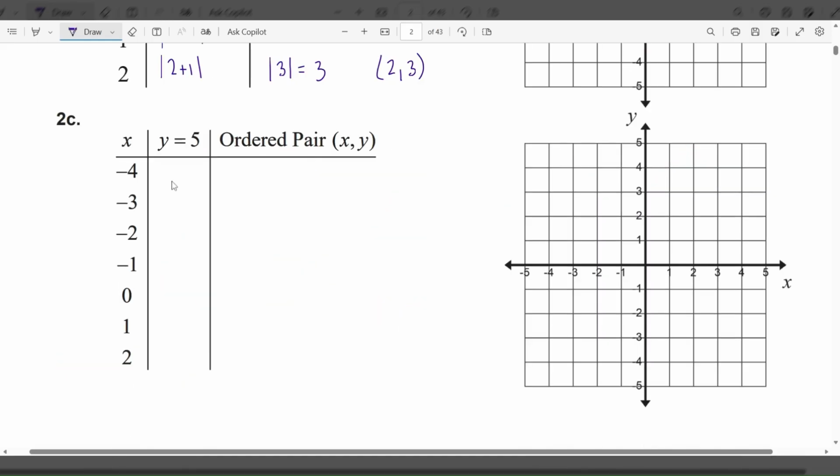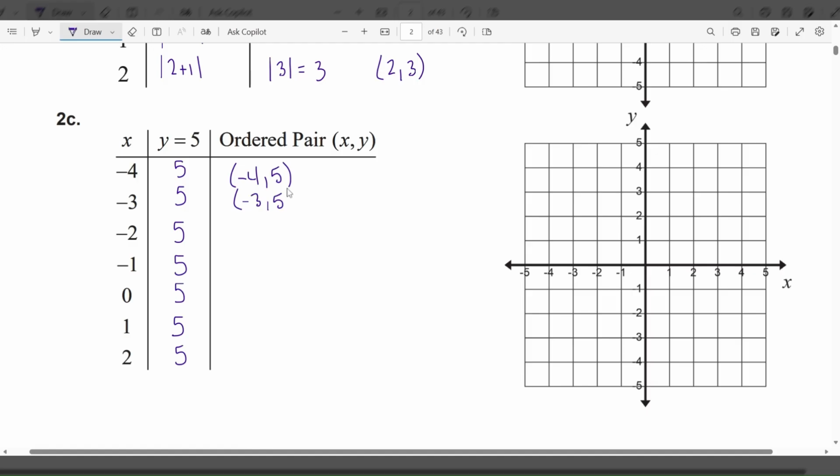Let's look at 2C. Here, that's a little different, right? We just have y equals 5. We don't have x here for us to substitute our x values in for. So that means no matter what x equals, your y equals 5. So that's 5, 5, 5, 5. You get it? 5, 5, and 5. That gives me an ordered pair of negative 4 and, yep, you guessed it, 5.